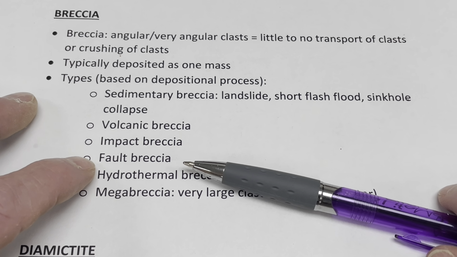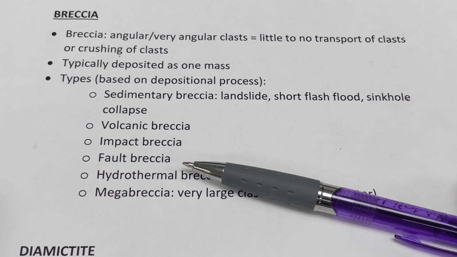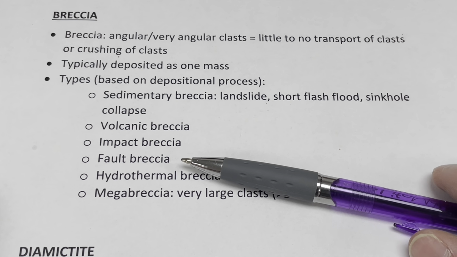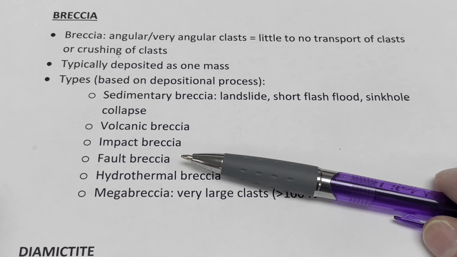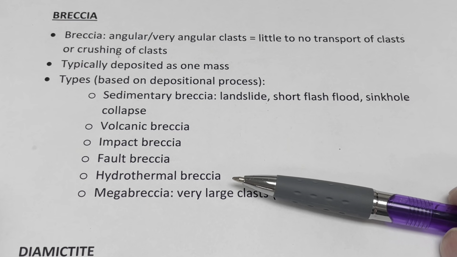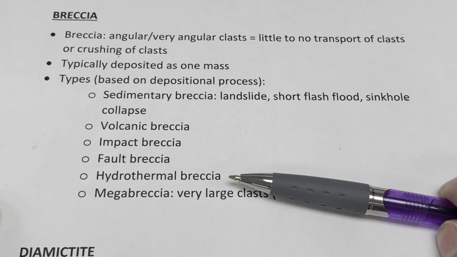Fault breccias, this is going to be where we have a movement along a fault. So the rocks are kind of grinding past each other, and as the rocks move across the fault, they'll tend to get busted and shattered and broken into angular particles and not transported very far. There's also processes where we have hot water moving through rocks and under pressure that can fracture and break rocks apart and turn them into breccias.